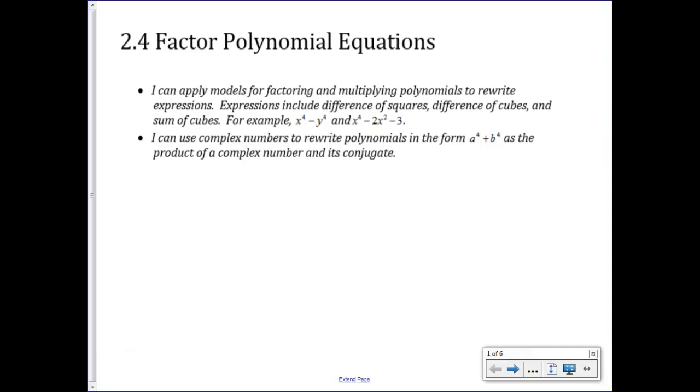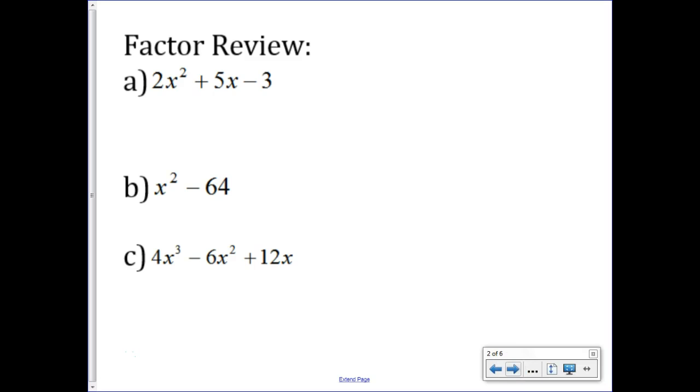Hey guys, today we are factoring polynomial equations. So let's go through and factor. These should be familiar to you from chapter 1 and our practice there. So when we factor, we're looking for two numbers that multiply to -6 and that add to +5.